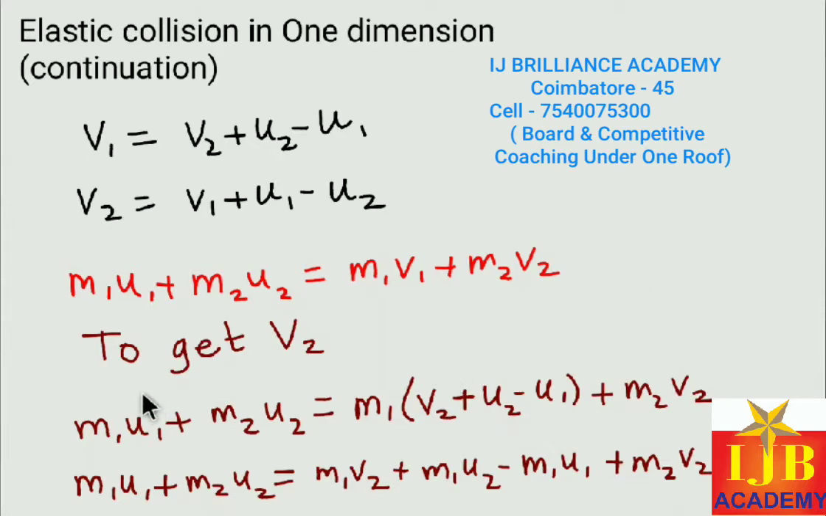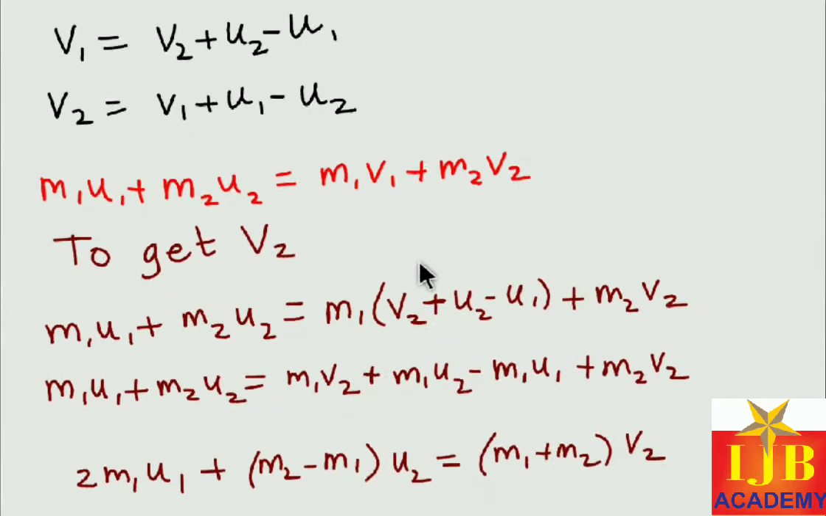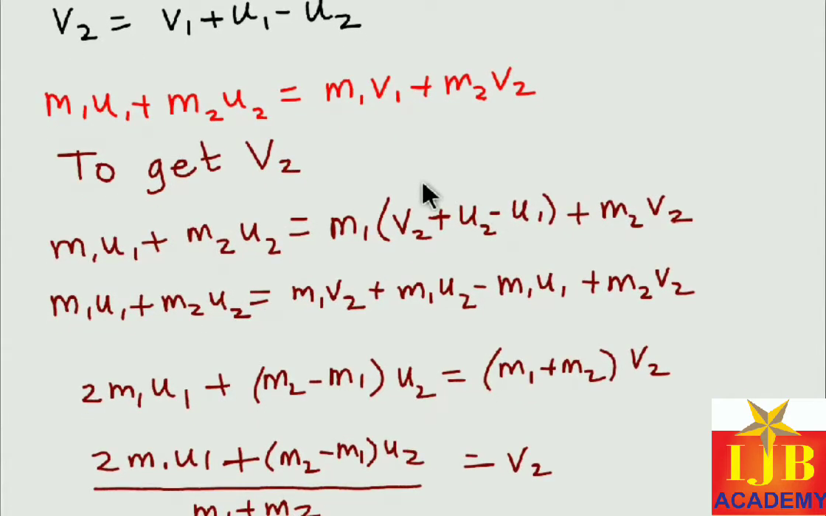Now, students, to get V2, we just have to substitute the V1 value in the momentum conservation equation. I have written the momentum conservation equation: m1 u1 plus m2 u2 is equal to m1 into, instead of this V1, I am just substituting this value V2 plus u2 minus u1, plus m2 v2. Thereafter it's simple maths, and you can follow the same manner as we did to get v1.